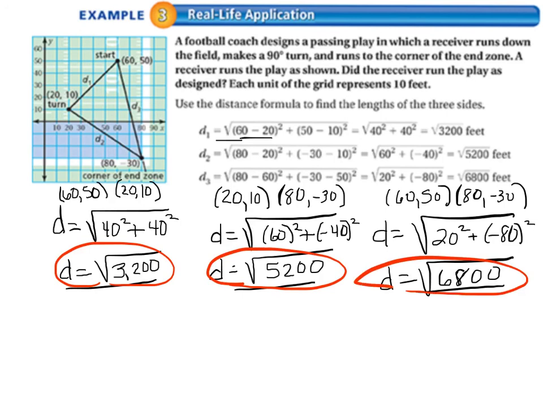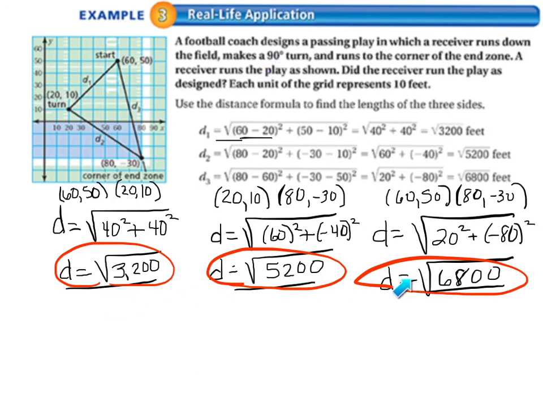So what do we need to do? Now, what do you think we need to do here? Well, let's read our problem. We are determining, did the receiver run the play as designed? Well, how was the player supposed to run the play? The player was supposed to run down the field, make a 90-degree turn. So what we're really determining is, did that player make a 90-degree turn?